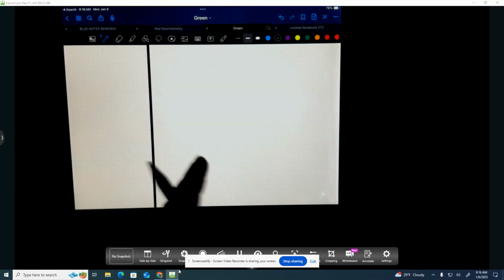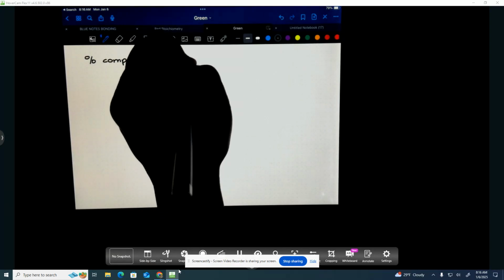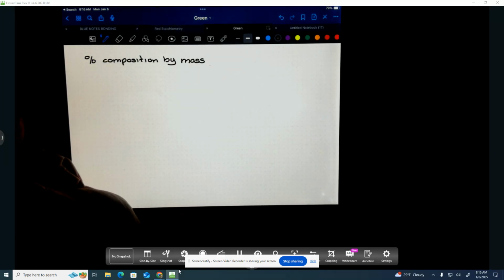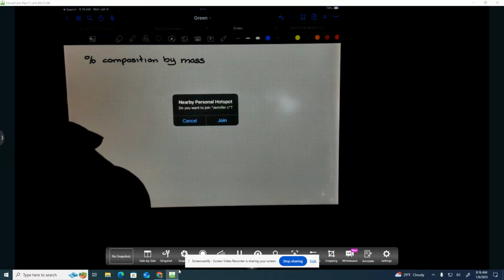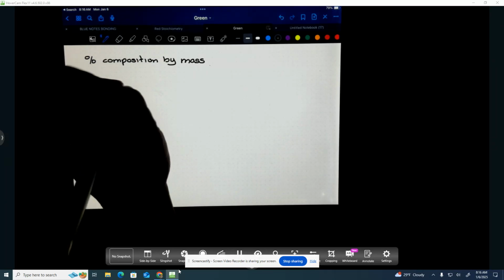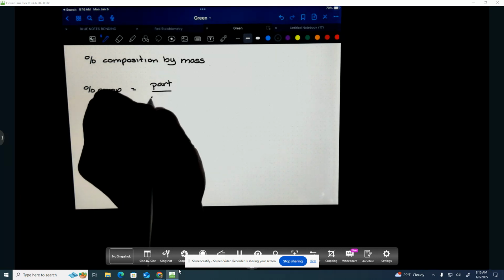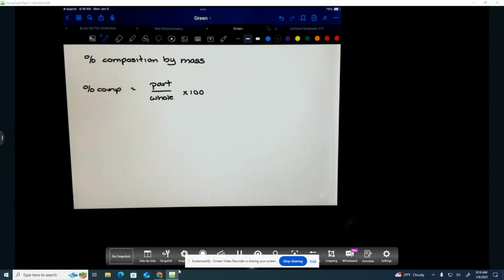Okay. All right. Percent composition by mass. Take your reference tables over and flip them over to the back page. We got a formula we're going to write down. Percent composition is equal to the part of whatever you want the percent of divided by the whole thing times 100. Do you see that formula on the back of your reference tables? Or is it too dark in here? You can see it? Yeah.